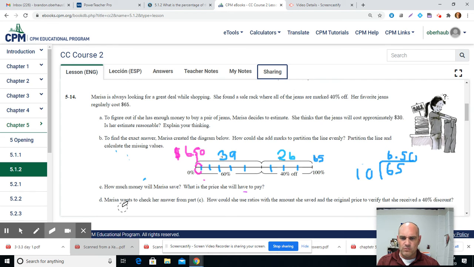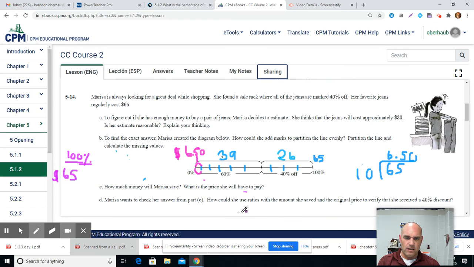All right, last question. Marissa wants to check her answer from part C. How could you use ratios with the amount she saved and the original price to verify her 40% off? All right, so let's see. If we want to use ratios, here's what I would probably do. I would start with my 100%, and I know that 100% is going to be $65. Let's put some labels on here. So 100% of the price is $65.